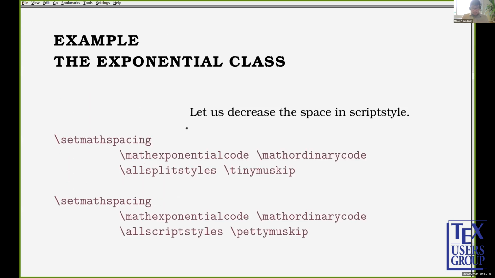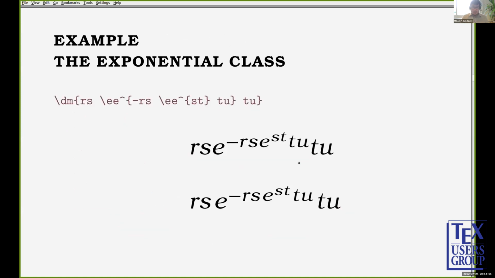So say that we want to have it differently. I don't show all the combinations here, I only show the exponential and the ordinary. If we do it in all split styles, that's display mode and text mode, essentially, then we can set it to tiny muskip. And if we do it in exponential, for script styles, we set it to petty muskip. I don't show the helper here anymore, but now the space between the S and the E here, and after the exponential and the T, is slightly smaller. So we have complete control over the spacing, I would say.